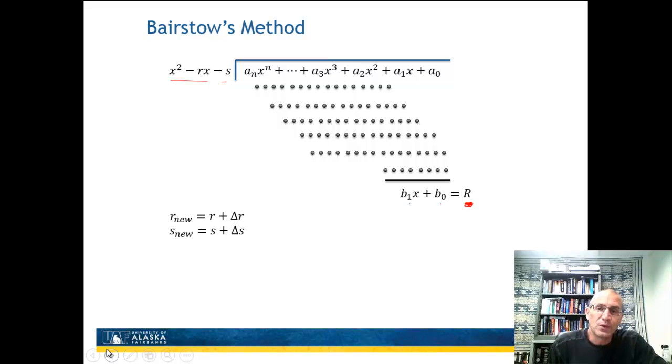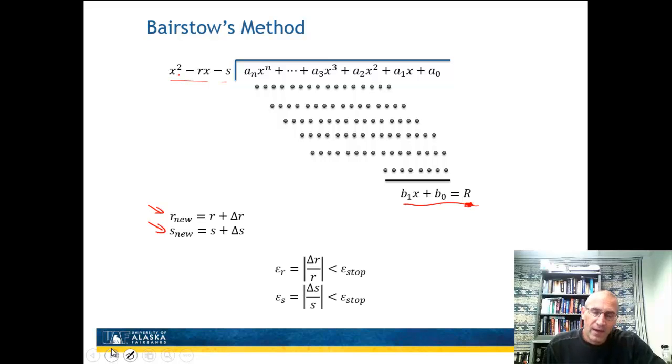We do that using a first-order Taylor series. I find new values of R and S that go back into that equation, and then I do my long division again and find out what my new remainder is. I keep doing that until my remainder is effectively 0. I compute the error, which is how much R and S are changing. So I'm finding two roots at the same time, and maybe both of their errors are less than some stopping error.